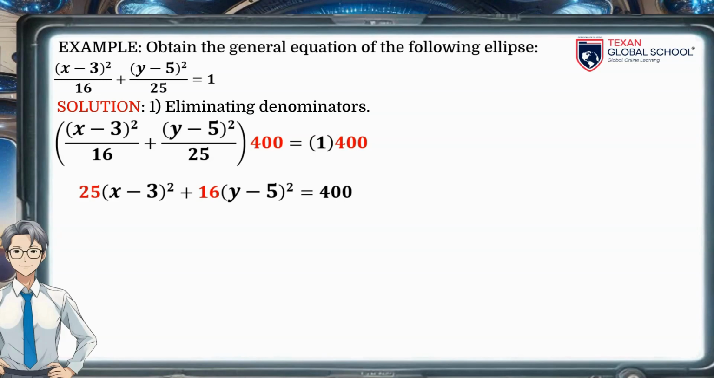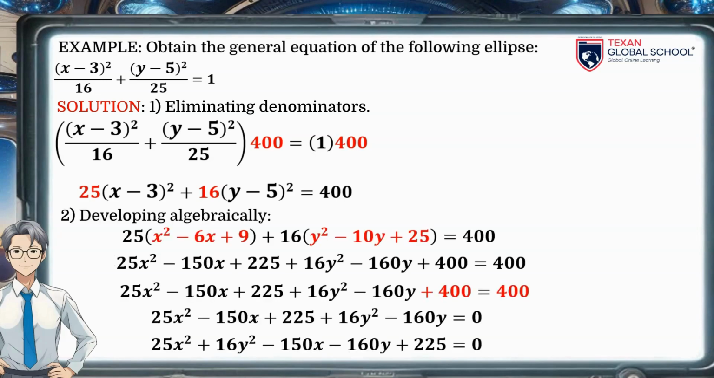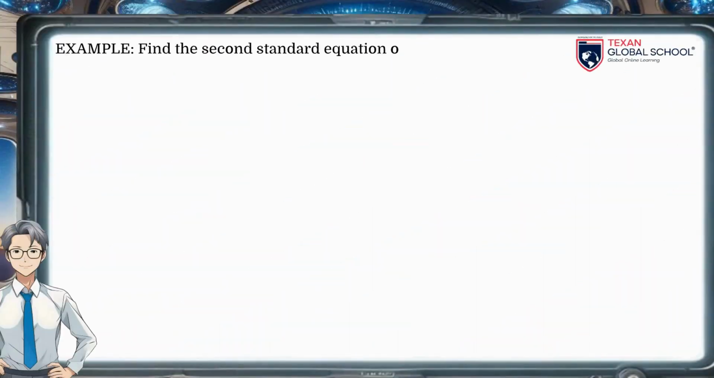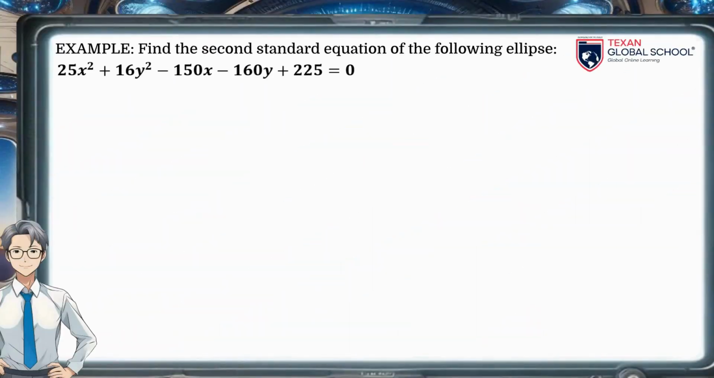Then develop the squared binomials and the products. By grouping, we obtain the general form of the ellipse equation: 25x squared plus 16y squared minus 150x minus 160y plus 225 equals 0. Conversely, using this same equation in general form, if we complete squares, the standard form is obtained.